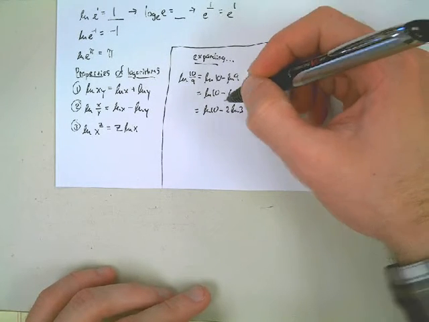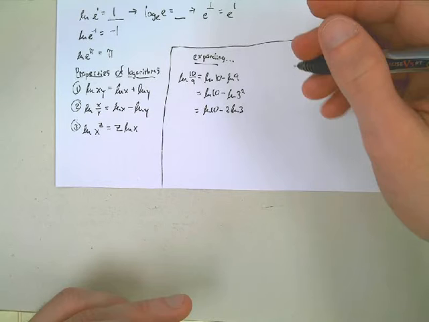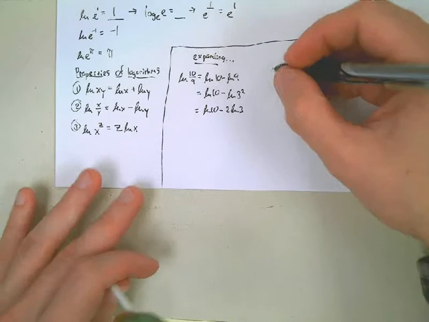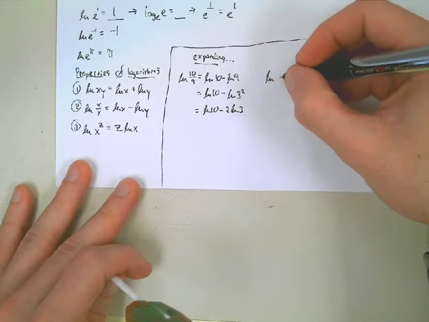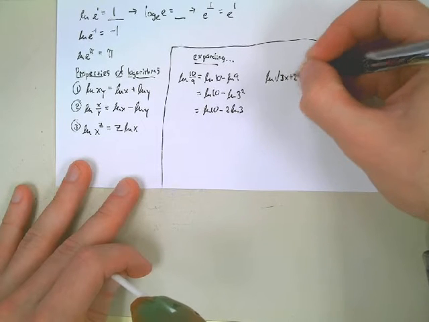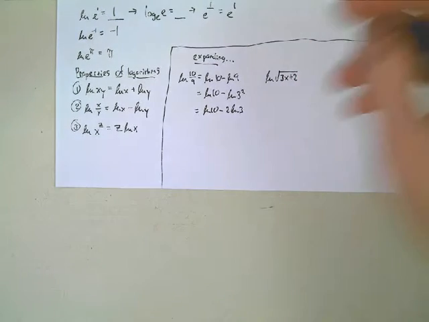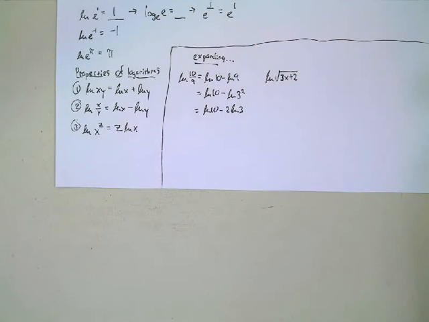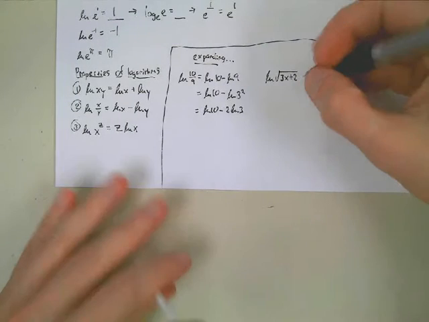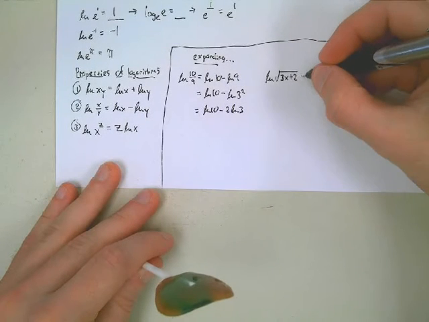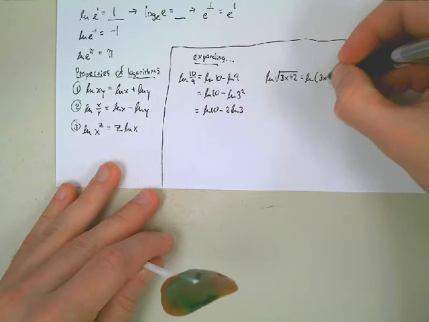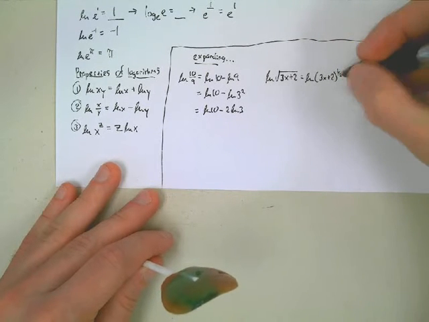Okay, let's see here. How about natural log of the square root of 3x plus 2? How can we expand that? Fraction exponent. Square root is the same thing as what power? To the 1/2. And that 1/2 can then go out front. So we get 1/2 natural log of 3x plus 2.